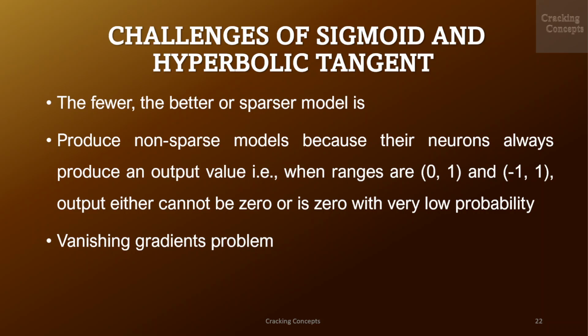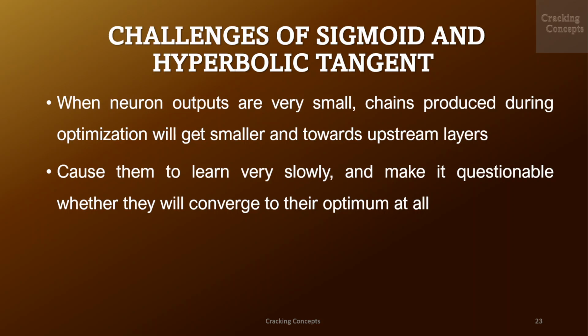We can optimize our models with gradient descent or a similar optimizer. When the neuron outputs are very small, that is in the range of minus 1 to 1, the chains produced during optimization will get smaller and smaller towards the upstream layers. This will cause them to learn very slowly and make it questionable whether they will converge to their optimum at all.